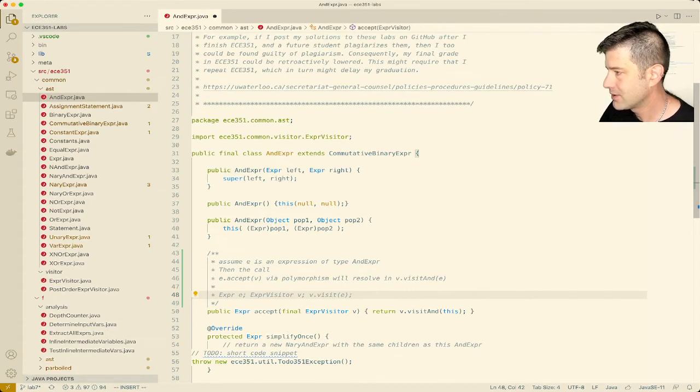But it won't, because E is only known to be an expression. At runtime, dynamically, E could be an AND expression or an OR expression. But at this point, when I compile, I don't know. So function overloading will either say, I don't know what E is and I don't have an appropriate visit method for it, or it will have to call visit expression, and then visit expression has to figure out how to forward it somewhere instead.